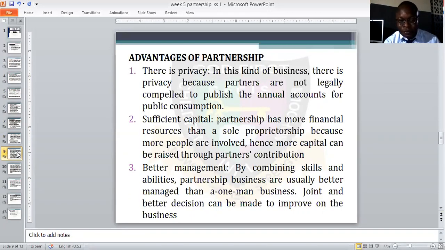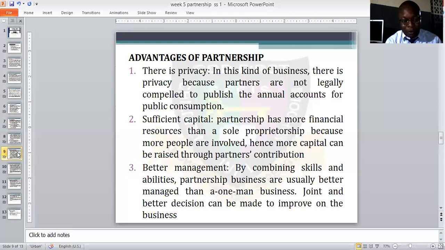Sufficient capital. Partnership has more financial resources than a sole proprietorship. We discussed limited capital in sole proprietorship the other time, because under this partnership, the partners are many, and each one of them, according to the partnership agreement, will contribute capital from the beginning of the business. So they have to contribute money capital.